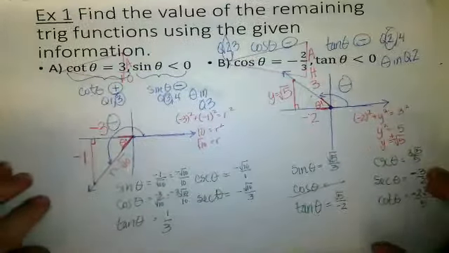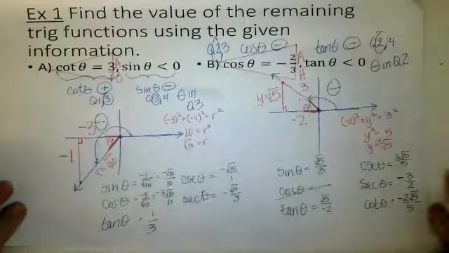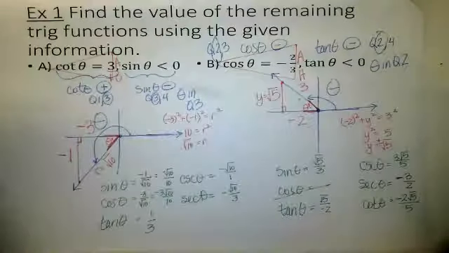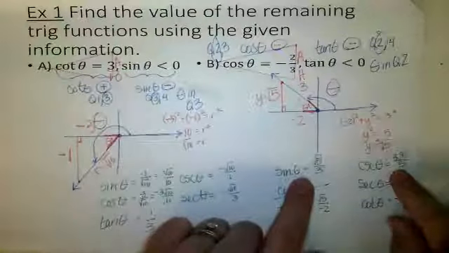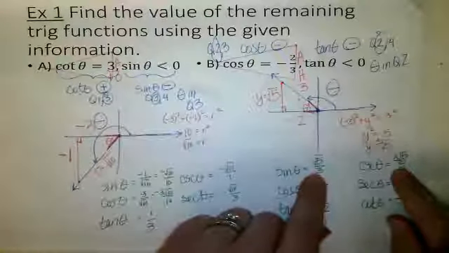Okay, so one more thing. So this is good, right? You good with this? Yeah. Shouldn't cosecant be negative? Sine is positive. Why would cosecant change?